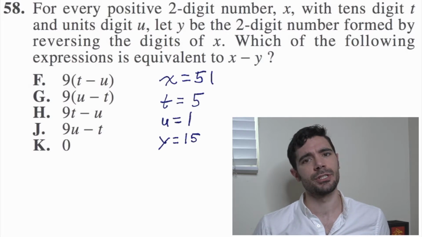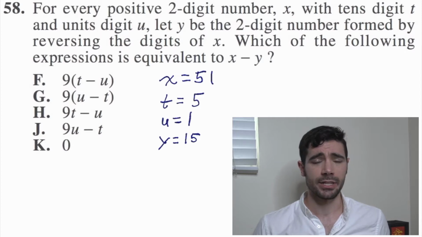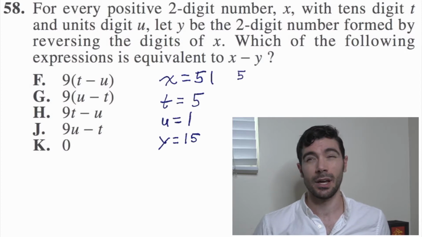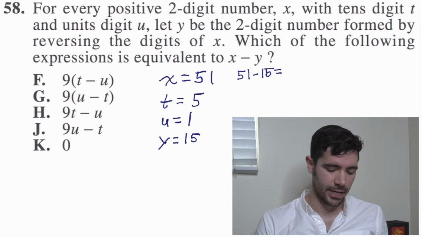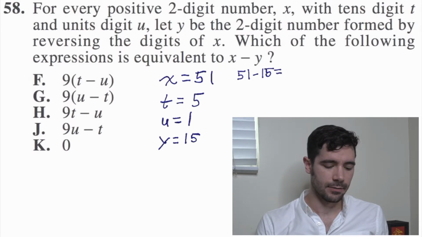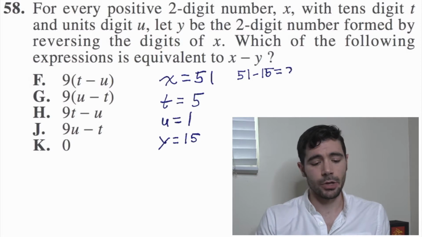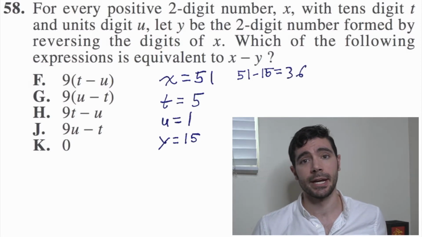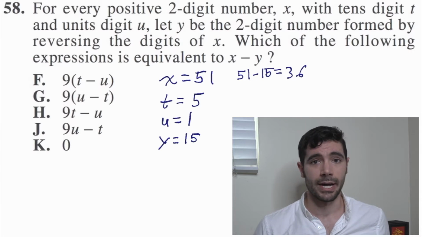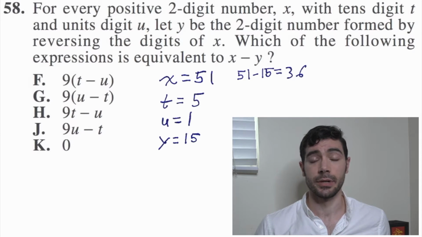Which of the following expressions is equivalent to x minus y? All right, that's 51 minus 15. Which is, I'm kidding. We live in an exciting time. Let's check it out. 51 minus 15. 36. Okay, great. Do I think I could have done 51 minus 15 in my head? Yeah. Would that have been a wise decision? Nah, because we live in an exciting time. The calculator's right there. It's flawless, really.